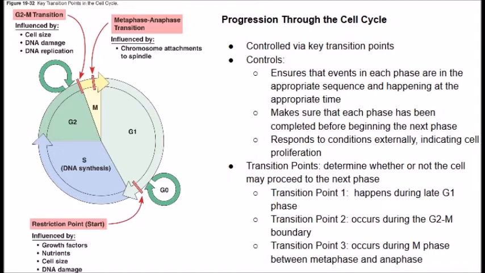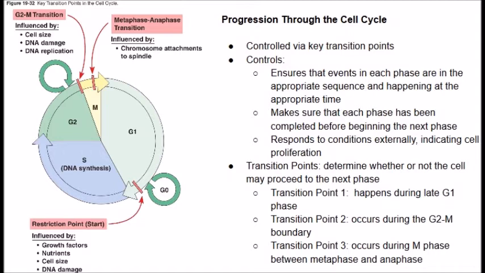For instance, in yeast, the control point is called Start, where they must have sufficient nutrients and must reach a certain size to pass through. Now, if we were talking about animal cells, the point is called the restriction point, which is influenced by growth factors, nutrients, cell size, DNA damage, and so forth.